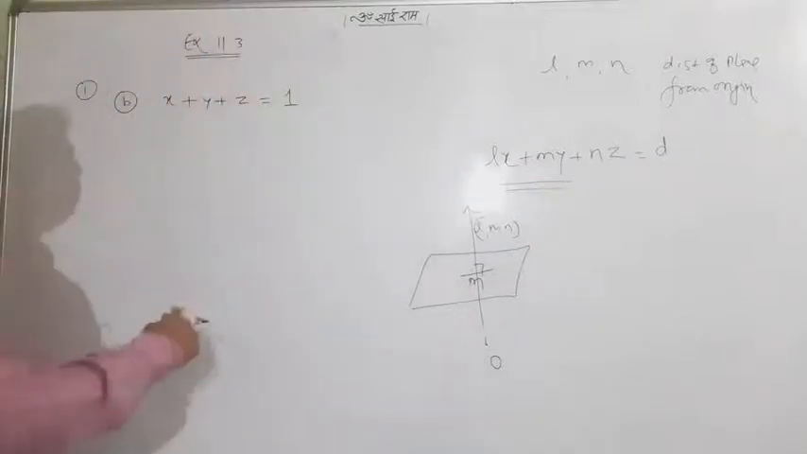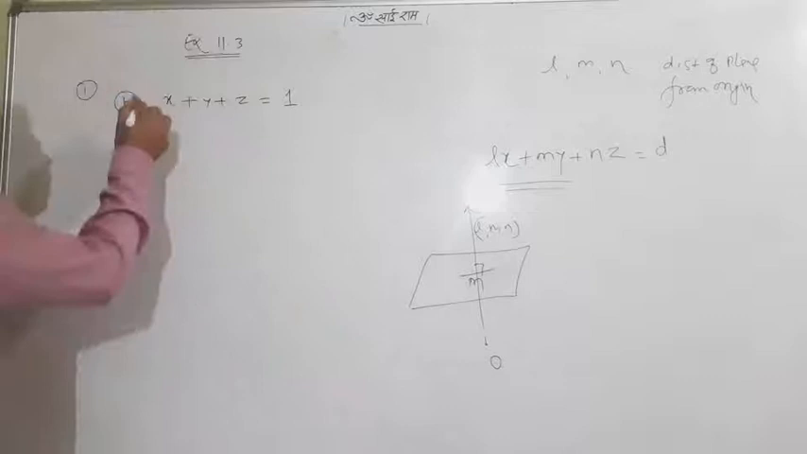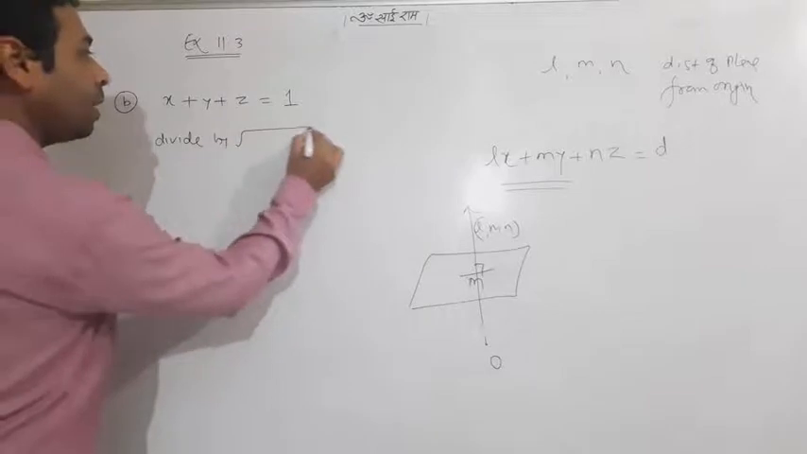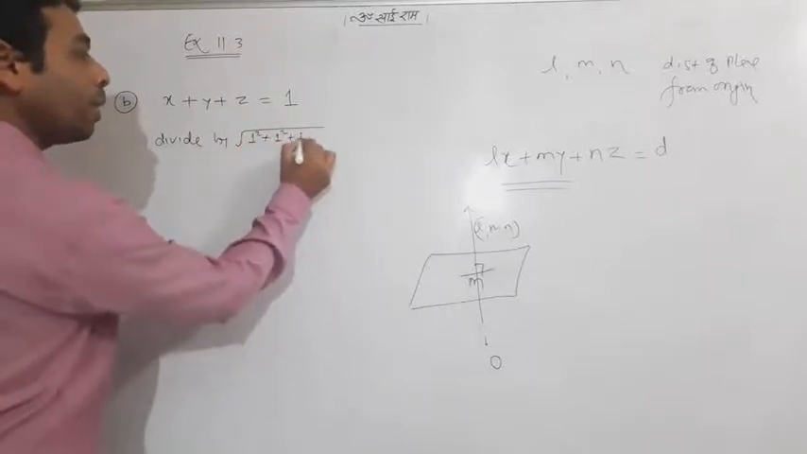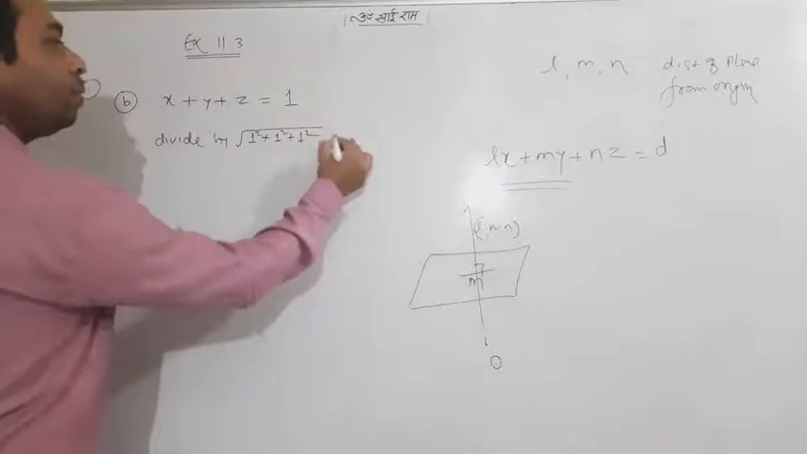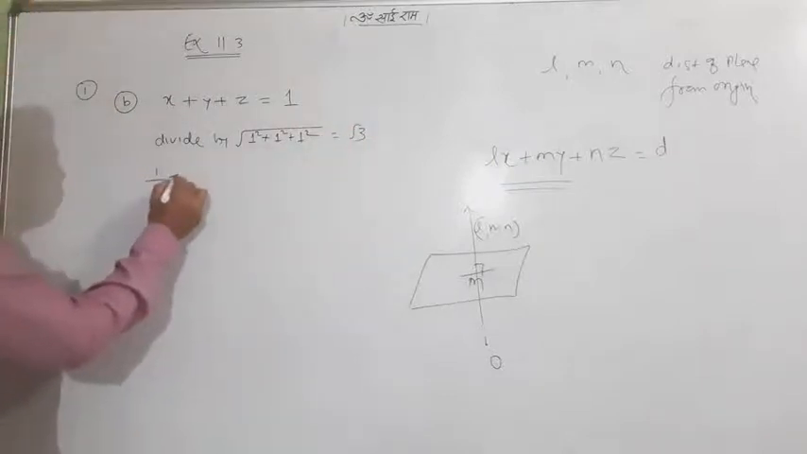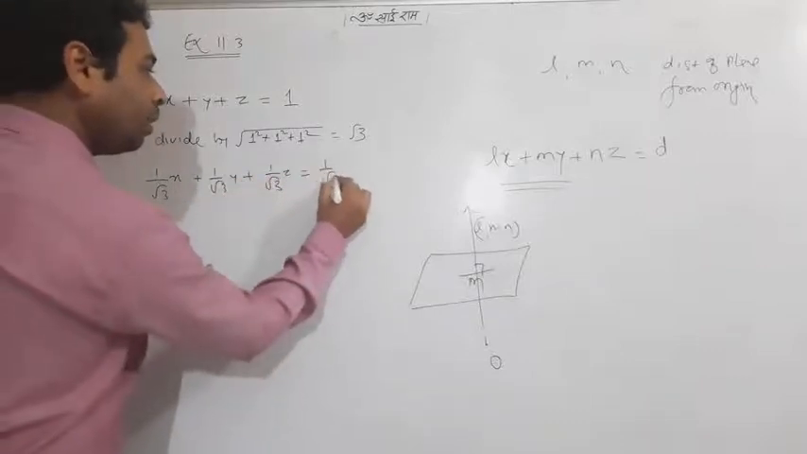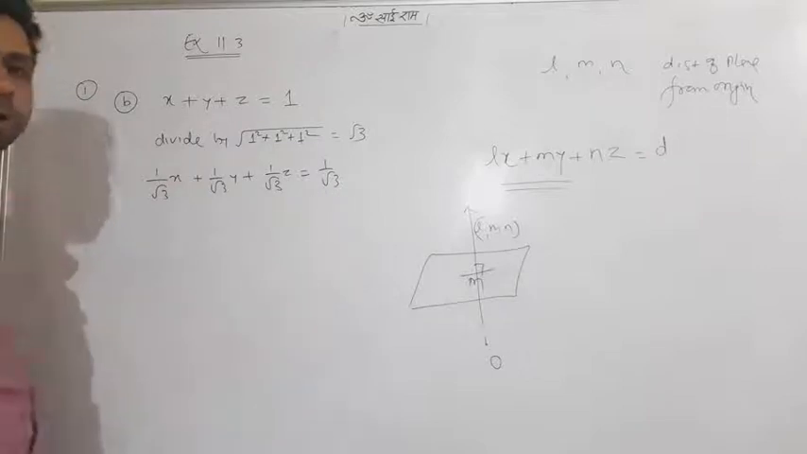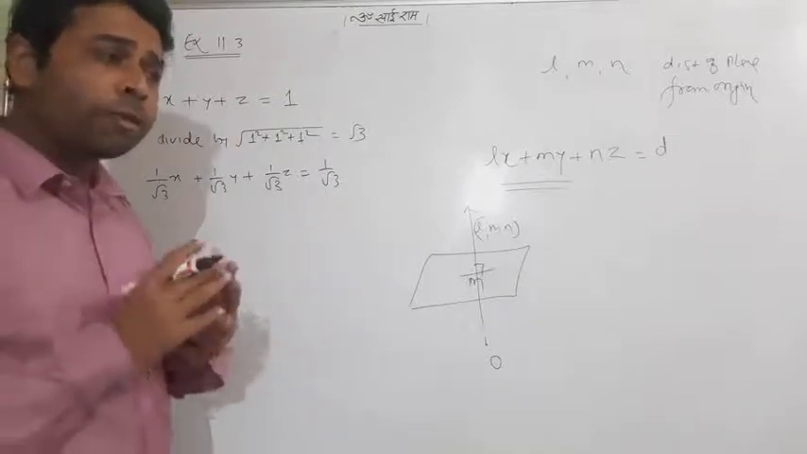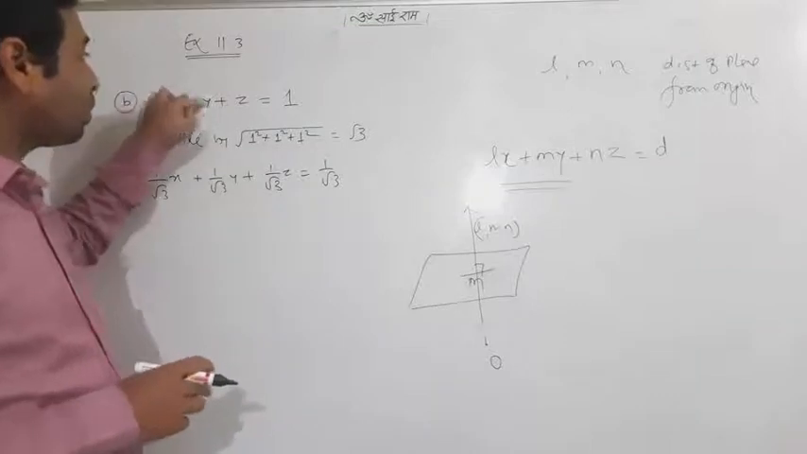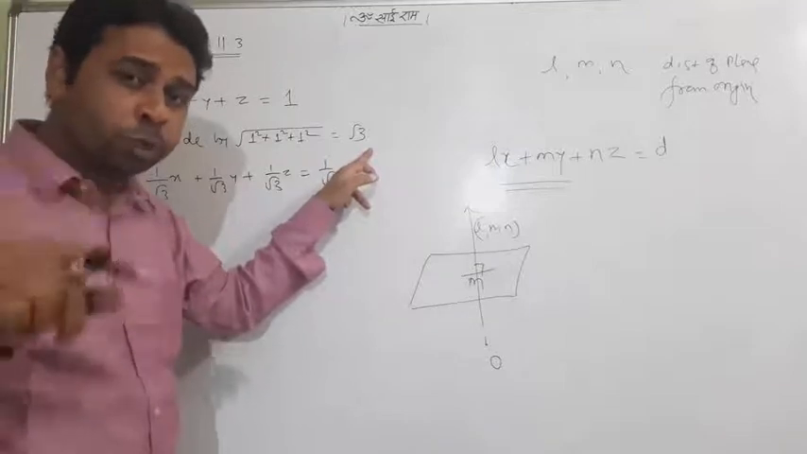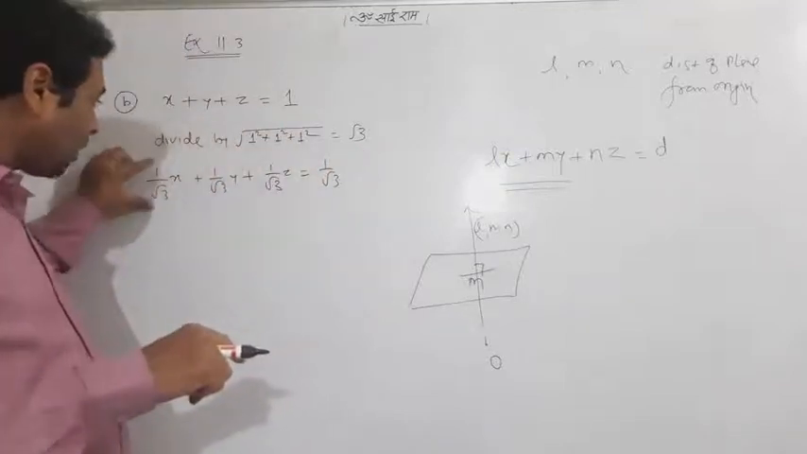So how can we convert? I taught you this concept. You remember? The coefficients are 1, 1, 1. I taught you to divide by the square root of a square plus b square plus c square, the coefficients of x, y, z, meaning root 3. So when you divide by root 3, this is going to be lx plus my plus nz equal to d. That is actually a very good concept. This is ax plus by plus cz equal to a simple constant, but after dividing by the square root of a square plus b square plus c square, we get l, m, n and d.